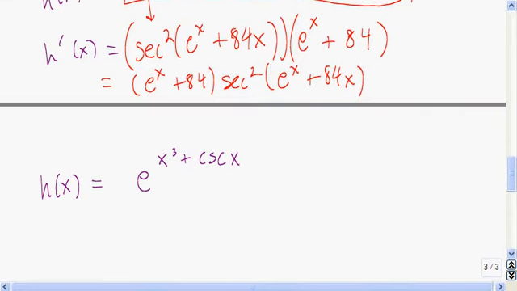Okay, here's a slightly different example. We still have a composition of two functions, but I'm going to go ahead and have you work on this before we do it together. Okay, press pause for a moment and work on it.